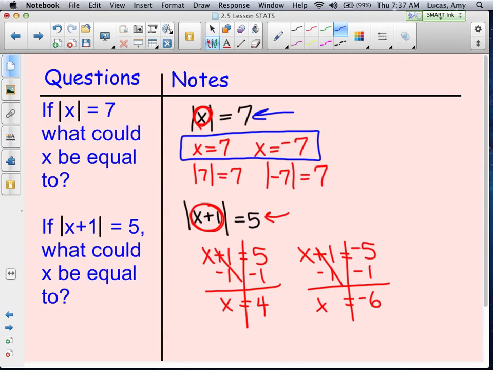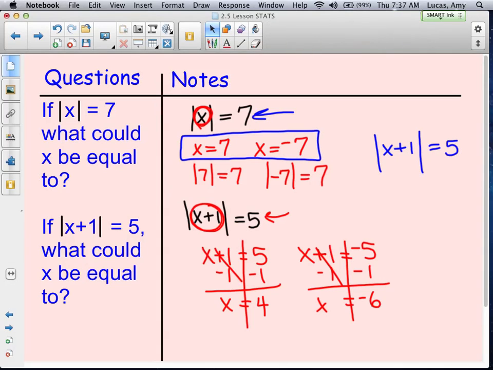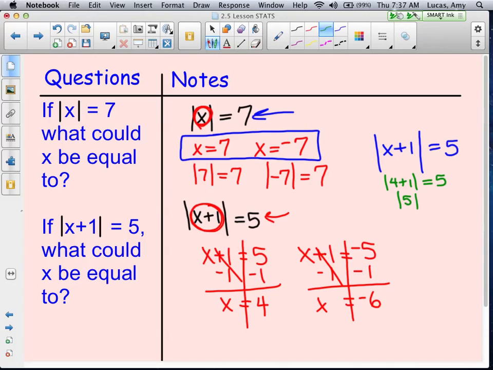If you don't believe me that those are the two solutions, plug them in. So here's what I started with. Plug them in. If I plug in 4, I get 5. The absolute value of 5 is 5. If I plug in -6, I get -5. The absolute value of that is absolutely 5.